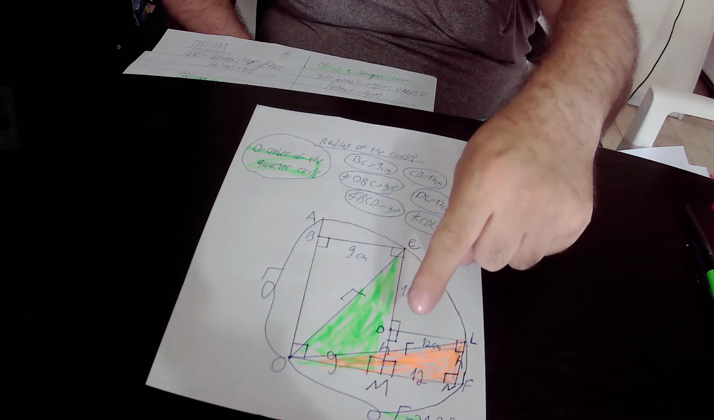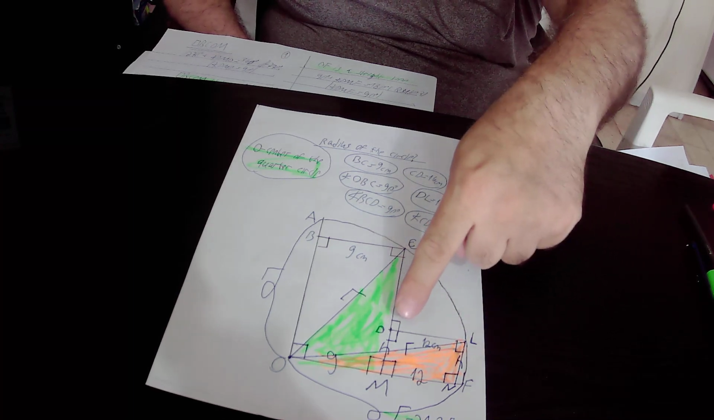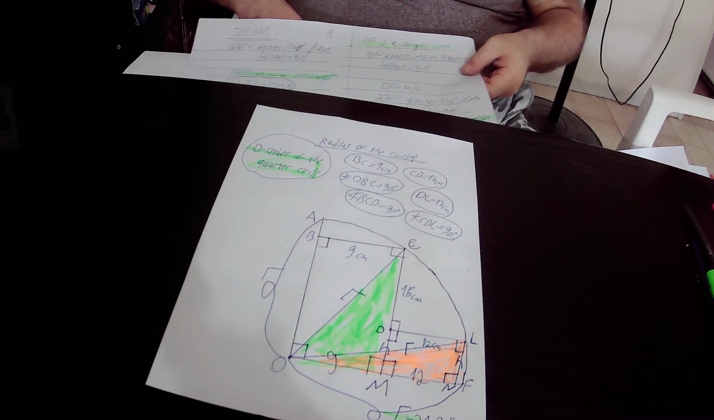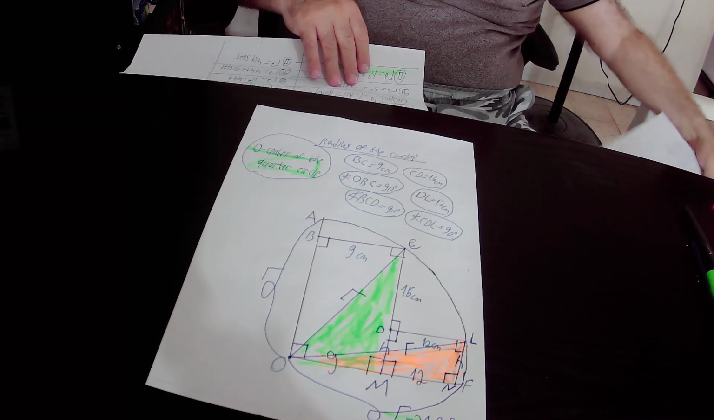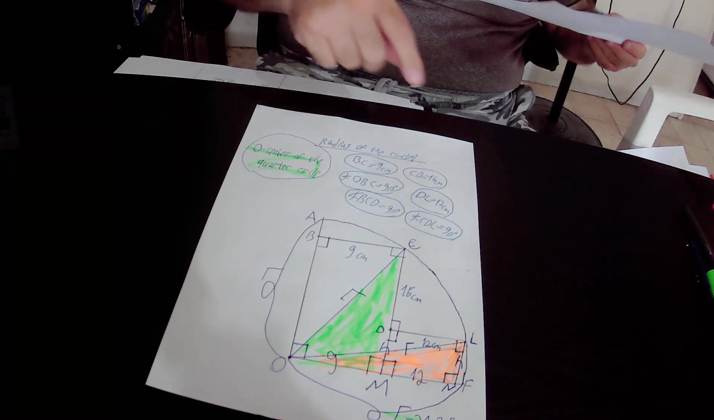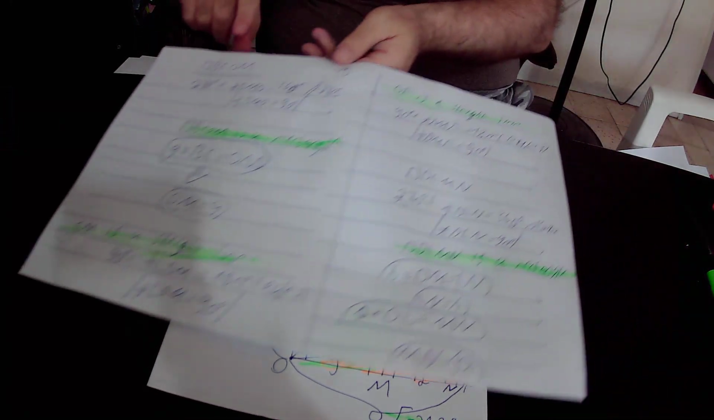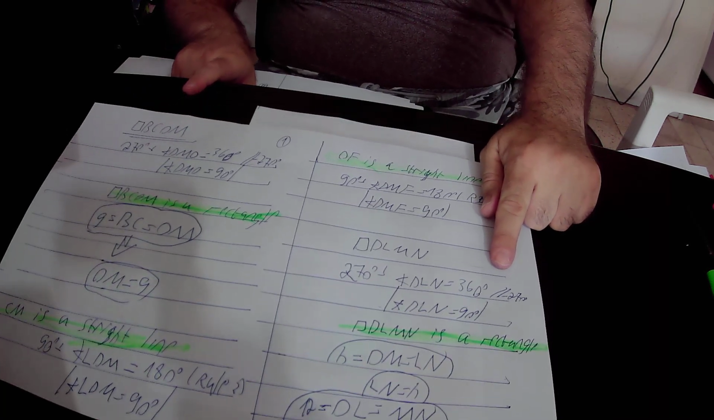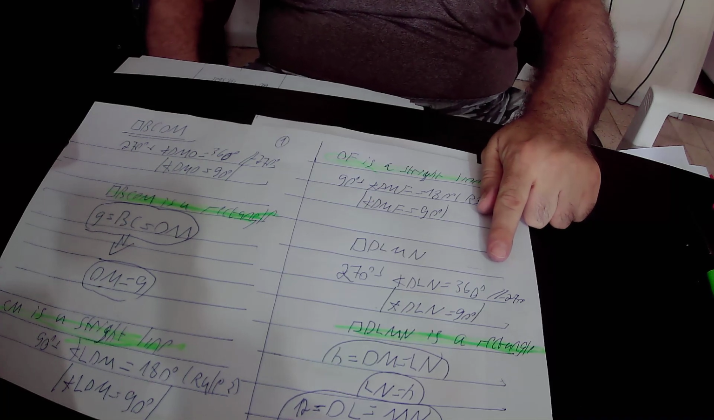By doing this construction, we created quadrilateral LDMN, and inside quadrilateral LDMN, we have 3 right angles. And the sum of 3 right angles is 90 times 3, which is 270 degrees. So 270 degrees plus the size of this angle, that is angle DLN, in total they must be equal to 360 degrees, according to the rule that the sum of the angles in any quadrilateral is equal to 360 degrees.